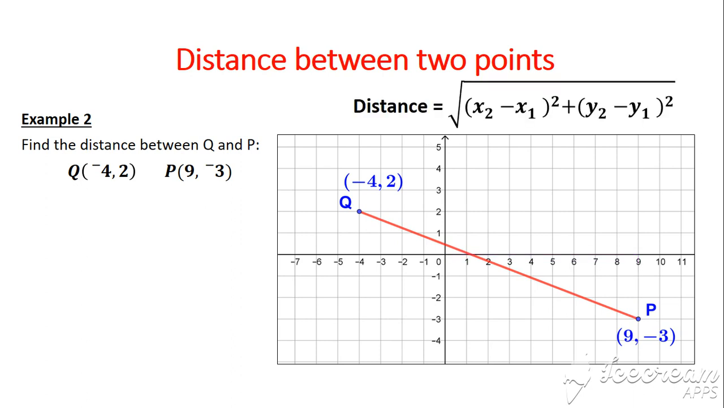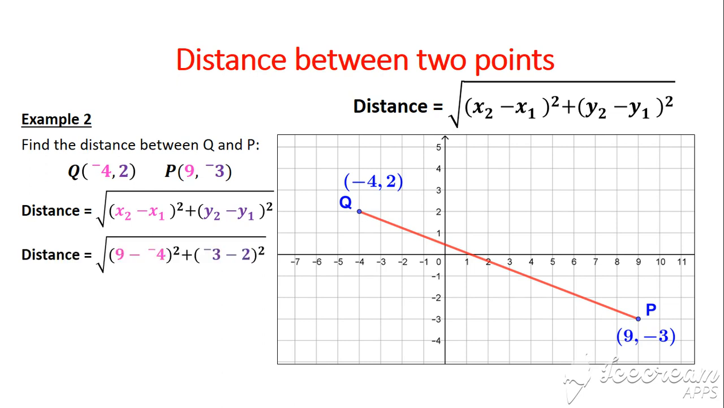Alright, well let's use our distance formula once more, and let's colour in our x values and our y values. X comes first, y comes second. So let's substitute into the formula. So we're going to take our x values first. 9 minus negative 4. And then we're going to take our y values and go negative 3 minus 2.